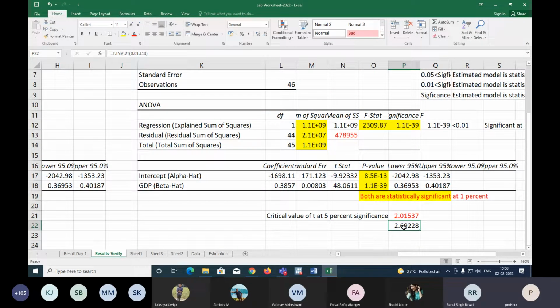So selecting the significance level is actually helping you to get this critical value, the boundary. It is actually helping you to get this critical value.